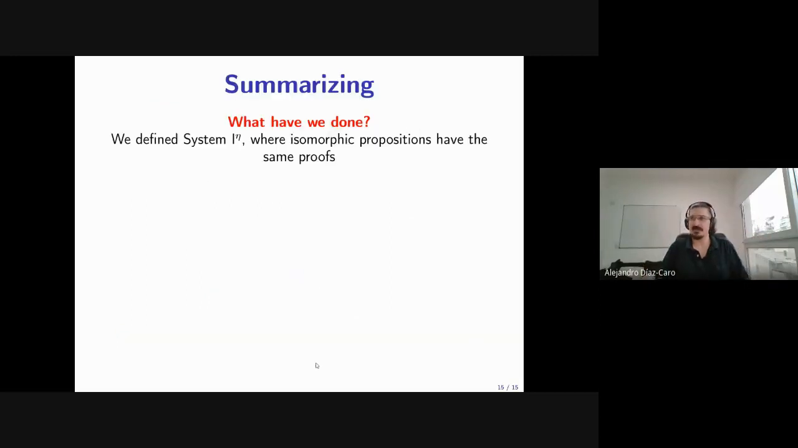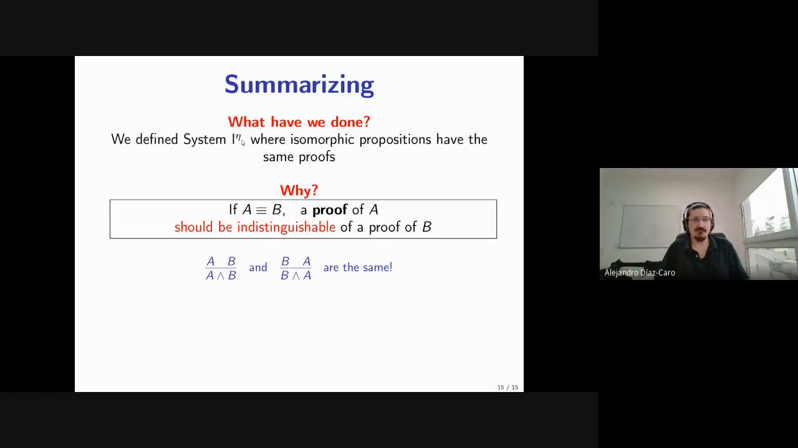So summarizing, what we have done is we defined this extensional system I, where the isomorphic propositions have the same proofs. This is the whole idea. Why? If you missed the first slide, the idea is that if you know that these two are isomorphic, what you are saying is that if you have a proof of A, then you know how to construct a proof of B. And then what we say is, okay, if you have a proof of A and you know how to construct a proof of B, you already have a proof of B. Don't construct it. Just say you have a proof of B.